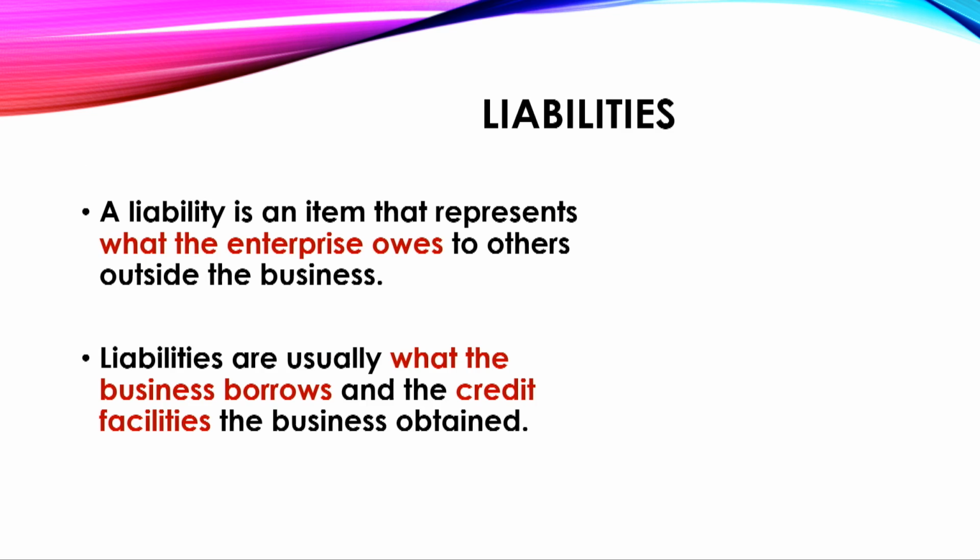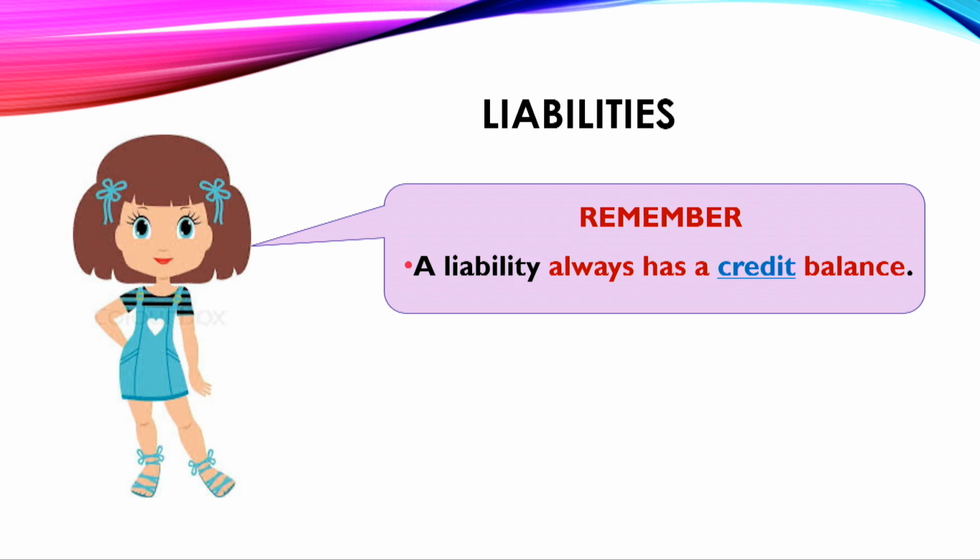Moving on, let's now look at liabilities. What is a liability? Well, a liability is an item that represents what the enterprise owes to others outside the business. Very often, liabilities are what the business borrows and the credit facilities that the business has obtained. Remember, liabilities always has a credit balance.